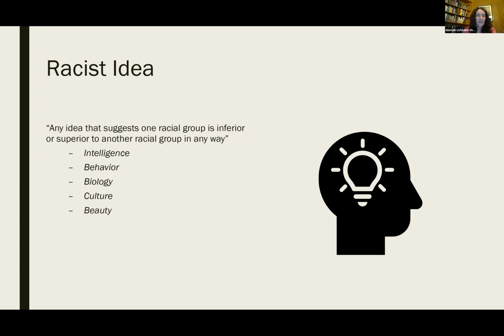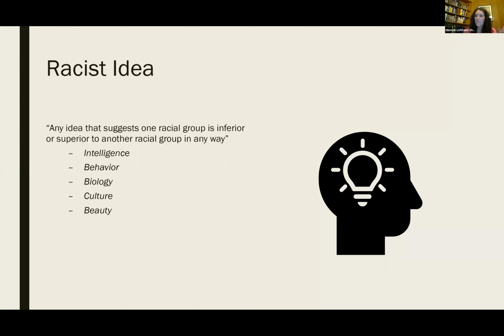Because when it comes down to it, this concept of race is a construct. It's not real in any meaningful way aside from that we've made it real. So I don't want to discount the experience of racism or that people's racial identity, because in our society, the experience of race is real. But there is no inherent difference between people based on their race. And so any thought that one group is superior or inferior in any way is a racist thought or a racist idea.